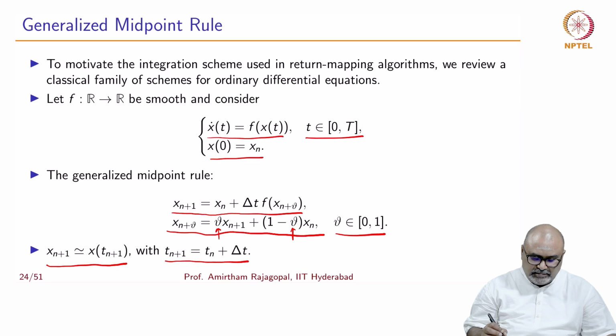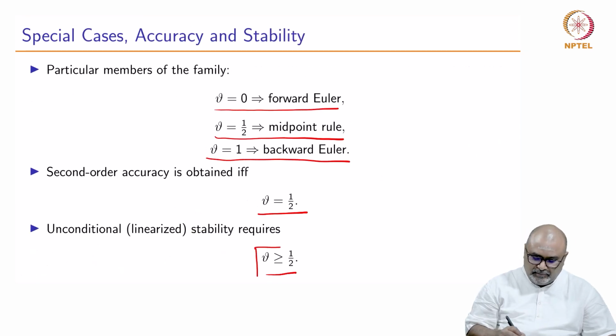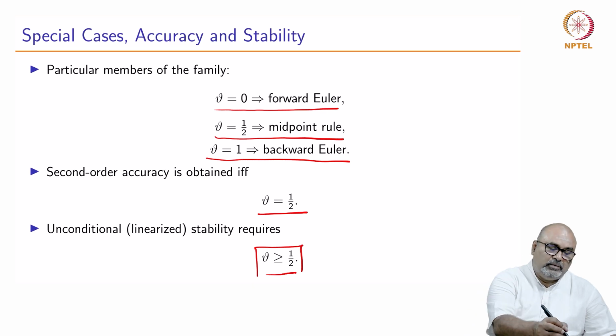So, it essentially means that we have x_{n+1/2} equal to v x_{n+1} plus (1 − v) x_n, taken as 1/2 times x_n, where v is taken as half.